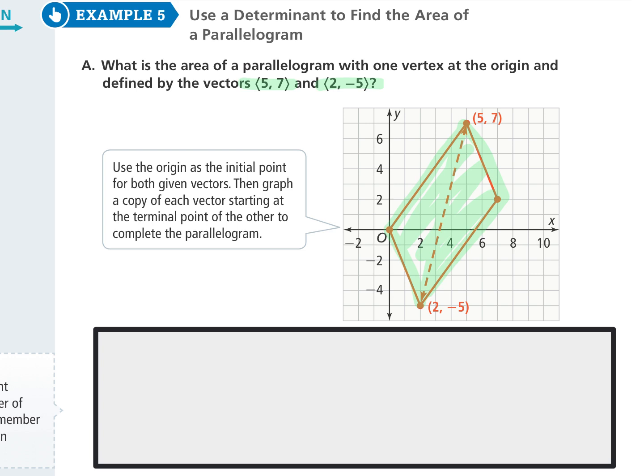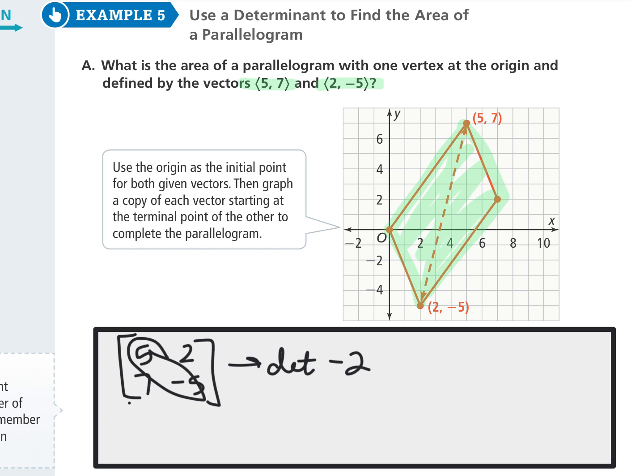So my determinant, let me actually name the matrix first. The matrix itself is 5, 7, 2, -5. That means my determinant is going to be my first diagonal, -25, sorry, minus my second diagonal, which is 14. That's going to give me a determinant of -29.